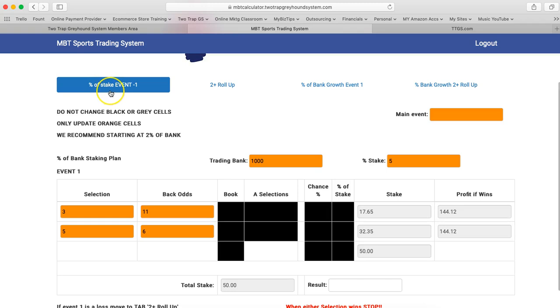So I'm working on the percentage of stake. Event 1 is always the race number 1. So the selections are trap 3 and trap 5, you'll remember, and the odds were 11 and 6. 5% of my trading bank of 1,000 units is 50 units, £50, euros, dollars, whatever it is. And you can see here that the stake would have been spread across the two traps to make up the 50 in that way, so that the equal profit is the same of 144.12.